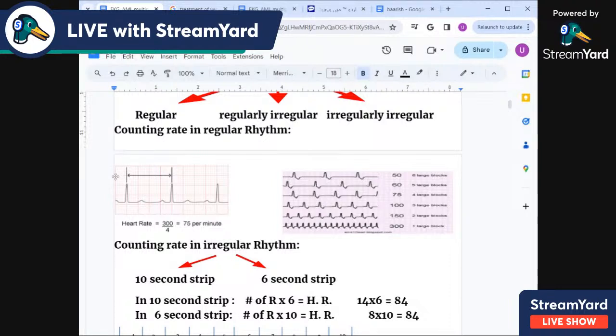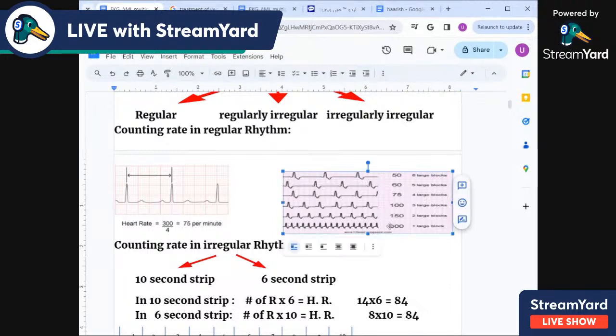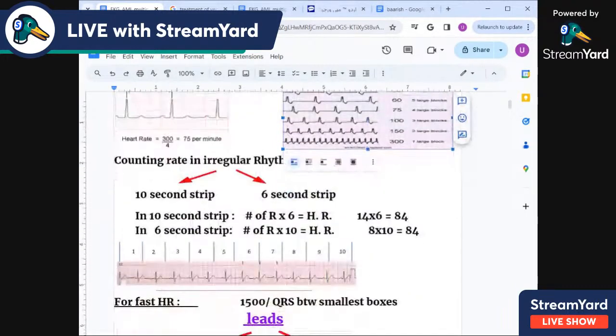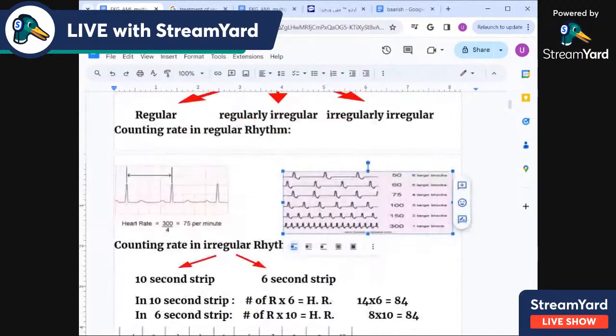In a regular rate, we use the number 300 divided by the number of squares between the two R's. So if you see the two R's, in between them there are four squares. So 300 divided by 4 gives a rate of 75 beats a minute. If there were five squares, then the rate would be 60. And if there is only one square in between the two R's, then 300 divided by 1 will be a heart rate of 300. So this was the regular heart count.